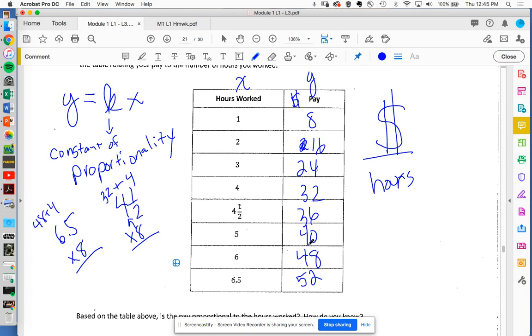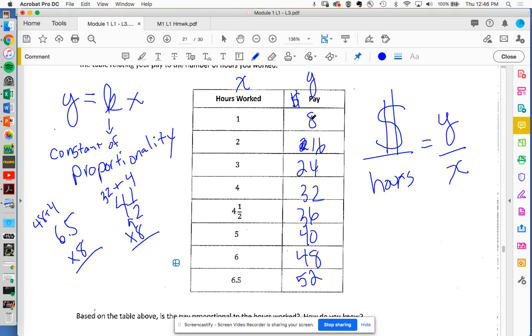So let's check right here. If you had $48 divided by how many hours did you work? Is 48 divided by 6 equal to 8, which is that unit rate? Is that correct? Yeah. We can sometimes look at this too. It's going to be whatever your Y is divided by your X. Okay? It's the same thing there.